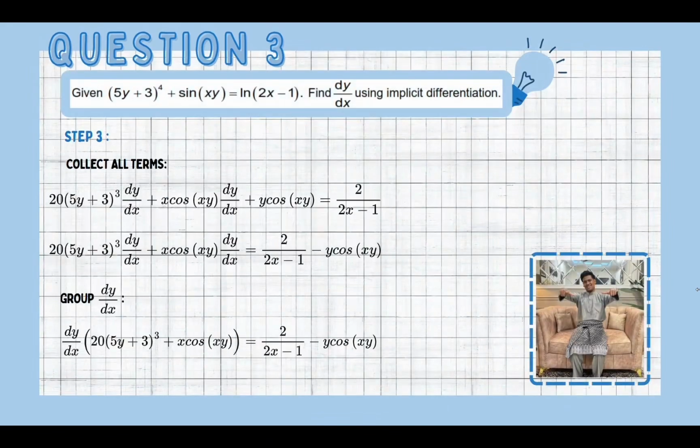Okay, for step 3, we will collect all terms that we differentiated earlier. And then we will get 20 multiply 5y plus 3 in bracket power of 3 multiplied by dy over dx plus x multiply cos in bracket xy multiply dy over dx plus y multiply cos in bracket xy equal to 2 over 2x minus 1. After that, we will move y multiply cos in bracket xy to the right side to isolate dy over dx on one side only. And after that, we will group dy over dx. And it will be dy over dx multiplied by 20 multiply 5y plus 3 in bracket power of 3 plus x multiply cos in bracket xy equal to 2 over 2x minus 1 minus y multiply cos in bracket xy.